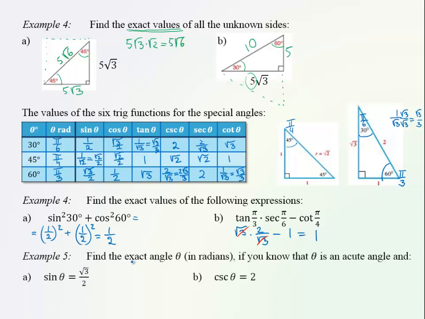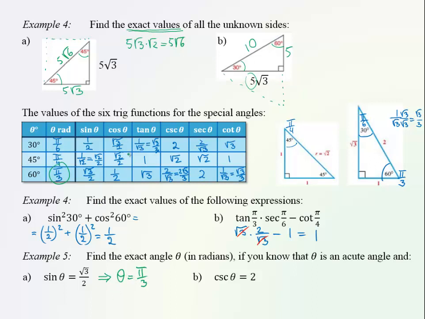In the next question, we need to find the exact value of angle theta in radians if we know that theta is an acute angle, and we also know that sine of theta is root 3 over 2. Okay, sine of theta is root 3 over 2, therefore theta by itself must be pi thirds. So we know that theta is pi thirds, just from the table.